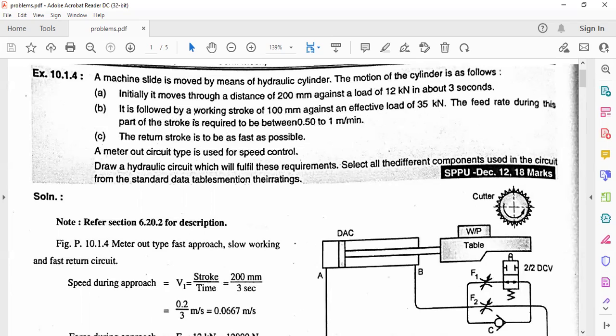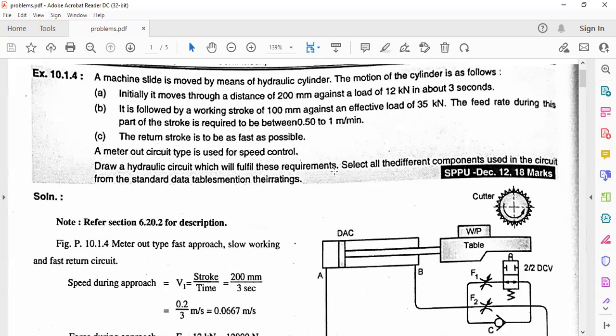B: It is followed by a working stroke of 100 mm against an effective load of 35 kilonewton. The feed rate during this part of the stroke is required to be between 0.50 and 1 meter per minute. C: The return stroke is to be as fast as possible. A meter-out circuit type is used for speed control. Draw a hydraulic circuit which will fulfill this requirement.